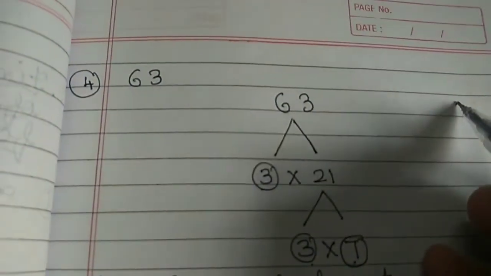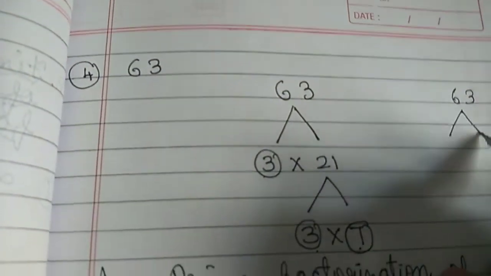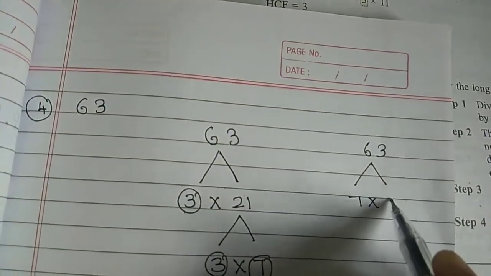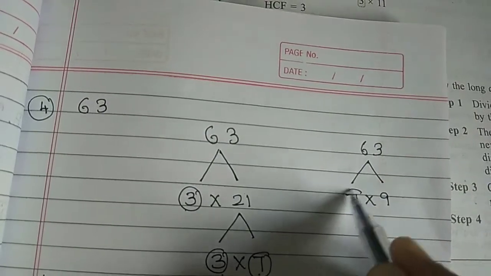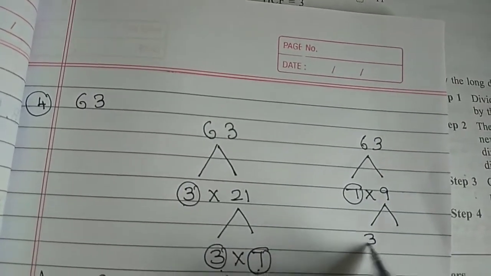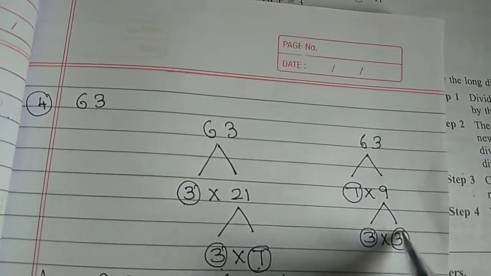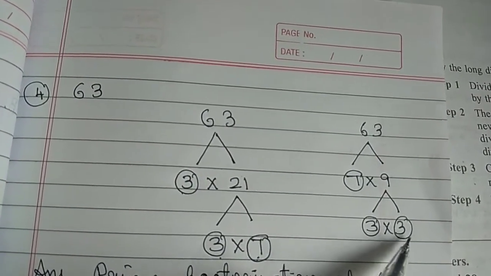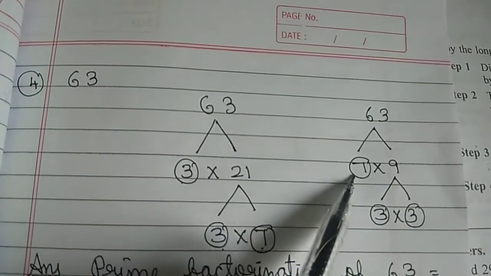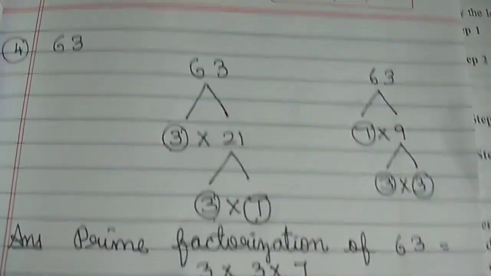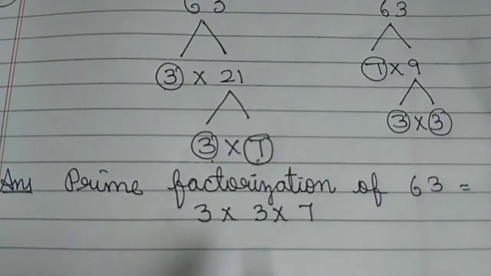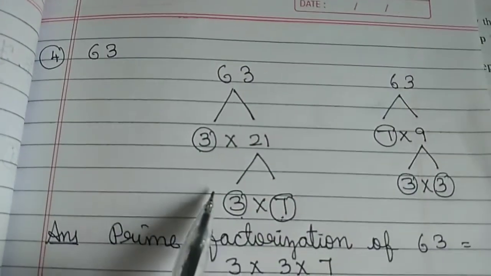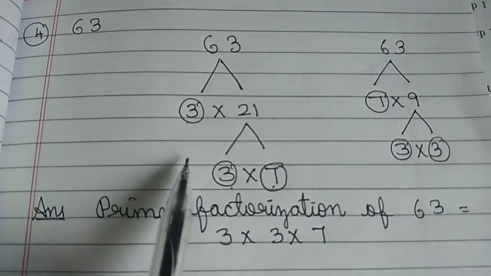Otherwise, you can do it like this also. See, like this. What will come? 7 nines are 63. And then you can do like this. 3 threes are 9. So, while you write, 7 into 3 into 3 will come. Okay, children. But because it's a bigger number, here we can write 3 into 3 into 7. From small to big we went, isn't it? So only I did like this. So this is the correct method.